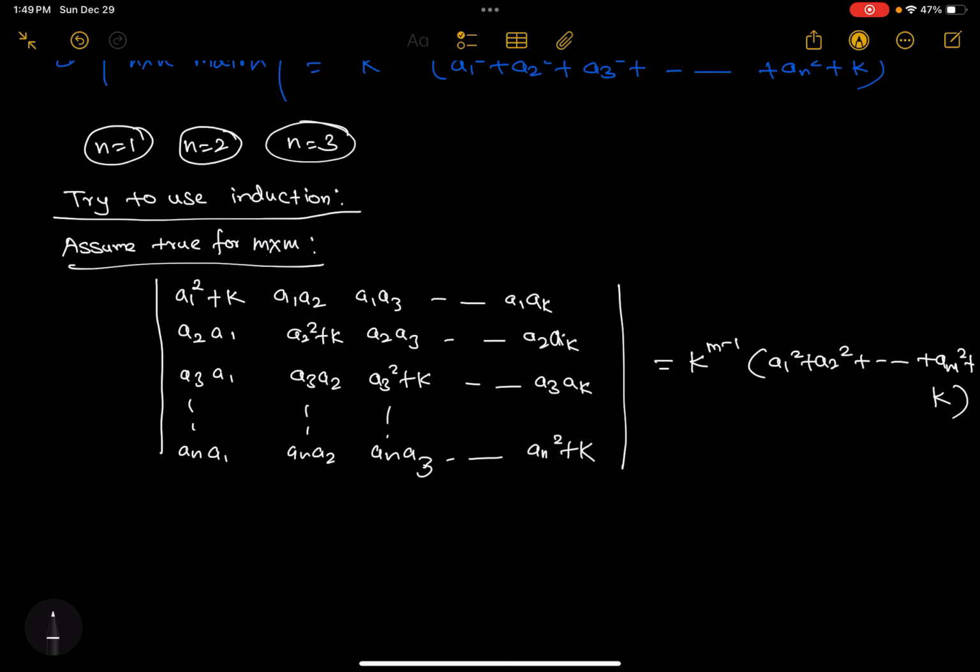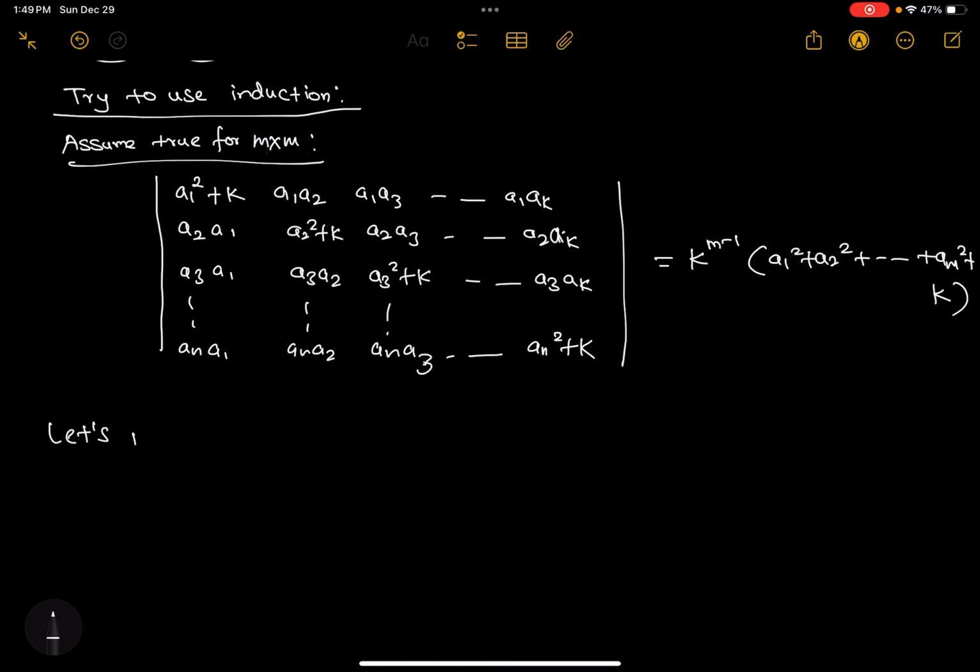Now let's prove it for an m plus 1 by m plus 1 matrix. If we are able to prove this using the assumption that it's true for m by m, what it means is that if it's true for m by m, it's true for m plus 1 by m plus 1. So the result that it's true for 1 by 1 implies that it's true for 2 by 2, which implies that it's true for 3 by 3, then 4 by 4, 5 by 5, 6 by 6, and it goes on. So it implies that it's true for all positive integers. So that's how induction works.